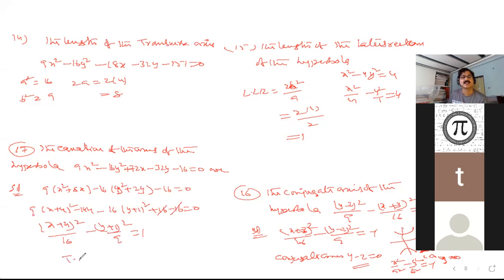So the transverse axis, don't get confused, is y plus 1 equal to 0. The conjugate axis is x plus 4 equal to 0. Is it clear, sir? Yes, guys.